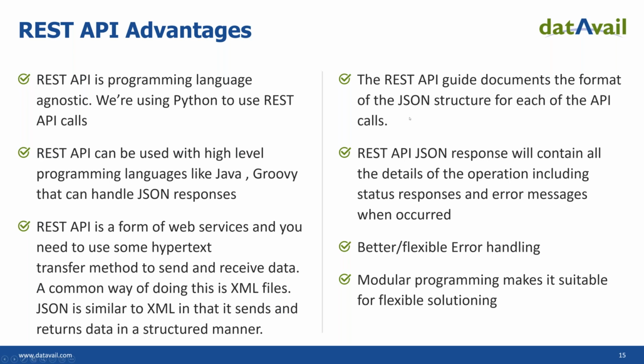And the REST API guide for our Oracle EPM applications is out there. It's fairly easy to follow again. And in that document also, the JSON structure is what's been used as the format to follow. And the REST API JSON response will contain all the details of the operation, including status, error messages, and all the good stuff, right?